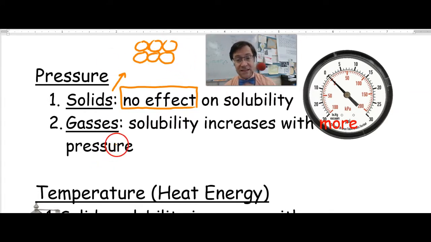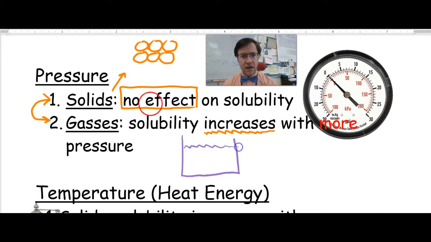Now, on the other hand, with gases, this is important to know: solubility increases with more pressure, okay? And I want you to take a really fine look at this here. There's a big difference between solids and gases when it comes to solubility, right? And it's because of what we need to do to make things dissolve. If you think about it, here's a beaker, right? And we're going to pretend we have purple water, and we're going to fill it with our solid. We're going to throw a chunk of the solid in there, right?